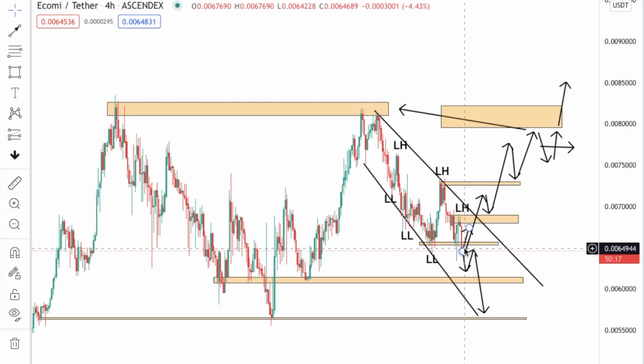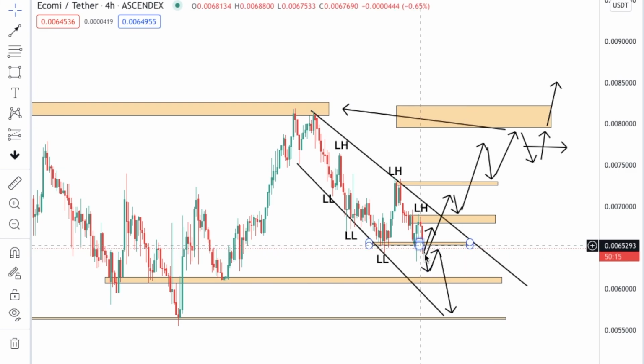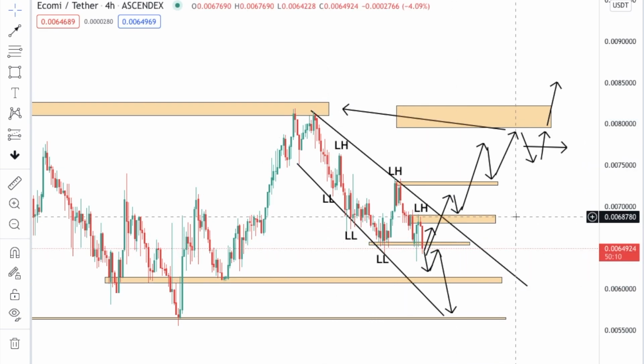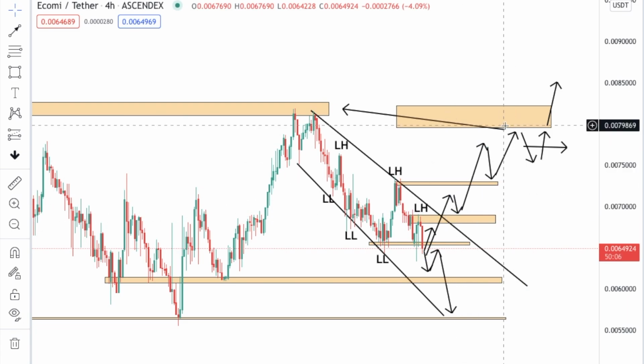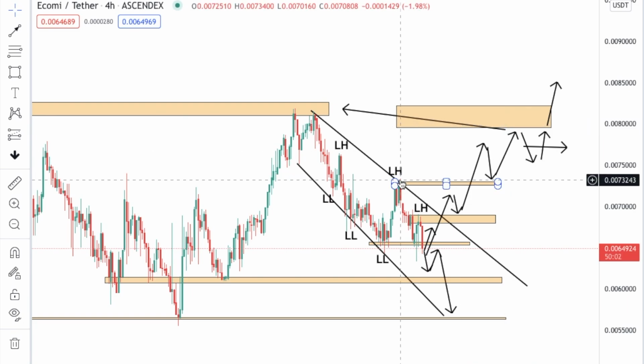Remember, if this wick does get rejected, if it does get rejected and it closes above structure, we break this trend line, we break this support, then we should slowly see a momentum to the upside. The only way we could confirm a strong momentum is the previous lower high being broken at 0.0073. If that's not broken, I'm going to keep it simple. Let's continue with the sell.